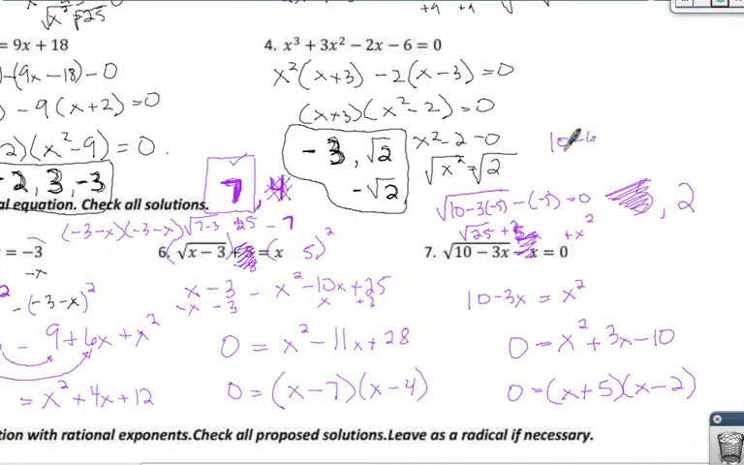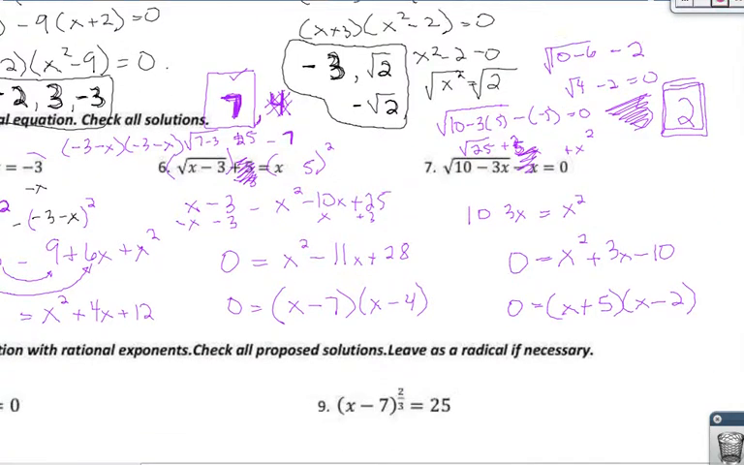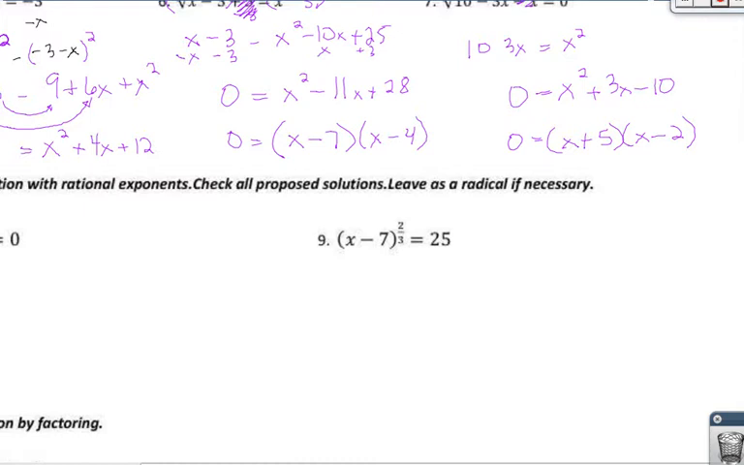So let's see. What about 10 minus 6 minus 2? So 10 minus 6 is 4. The square root of 4 minus 2 does in fact equal 0. So it looks like 2 is going to be your only solution. Even though we had two answers, when you plug them back in, you only actually get one solution. So make sure you check that.